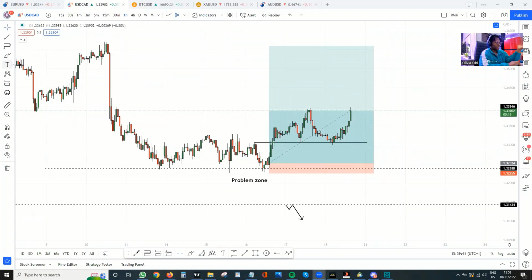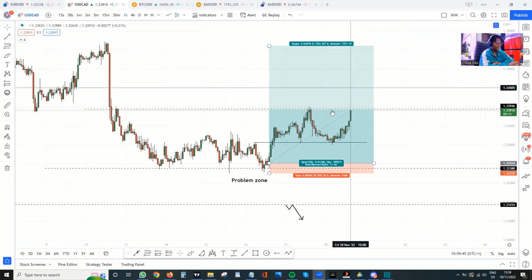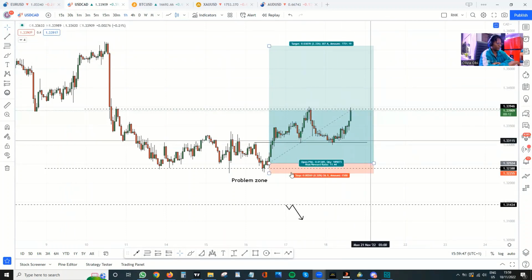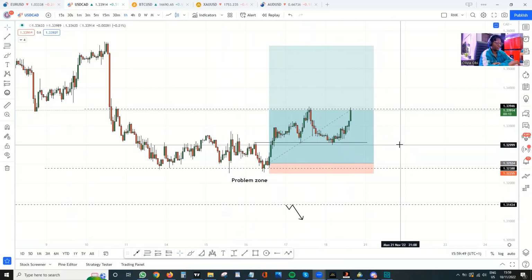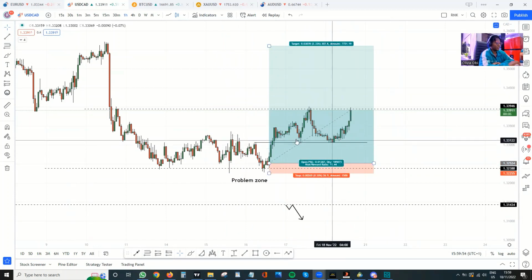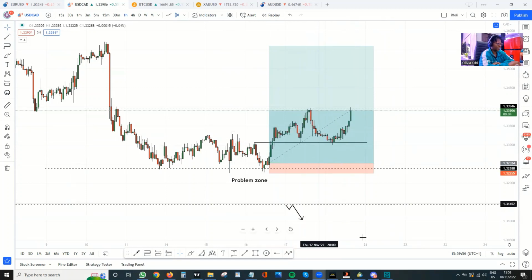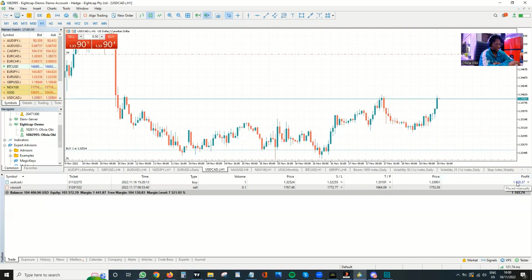So this was a trade idea that I had for UCAD this week, and it played out, and I don't know, I'm feeling bad because I didn't execute this trade on my live. I executed it on my challenge account instead, and you can see the trade is running. It's running in big profit, and this is just one lot. This was my stop loss.